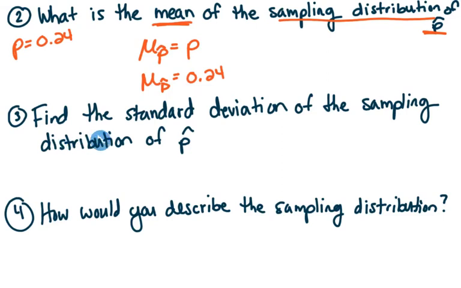Find the standard deviation of the sampling distribution, and so I'm going to use that formula for standard deviation. So the standard deviation of P hat is equal to the square root of P times 1 minus P over N.